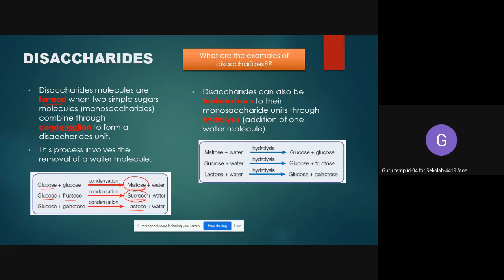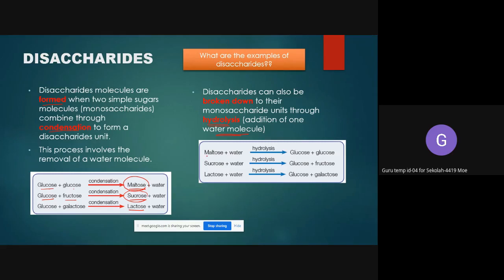Disaccharides can also be broken down to the monosaccharide unit through hydrolysis. Hydrolysis is the process when we add one water molecule. So disaccharide ni boleh, disaccharide can be broken down to their monosaccharides through hydrolysis.